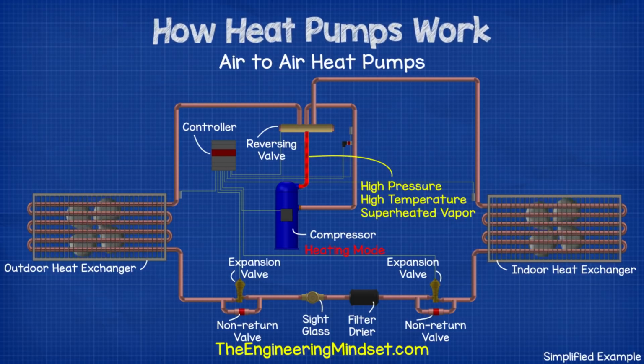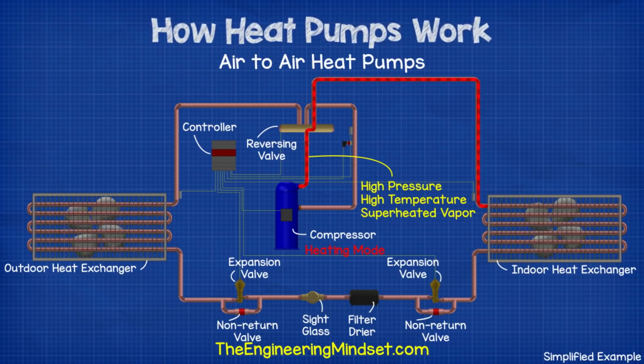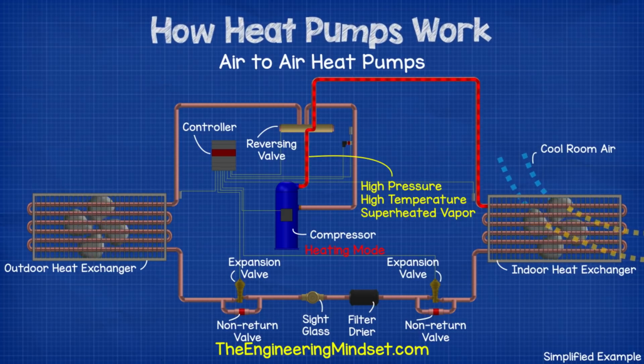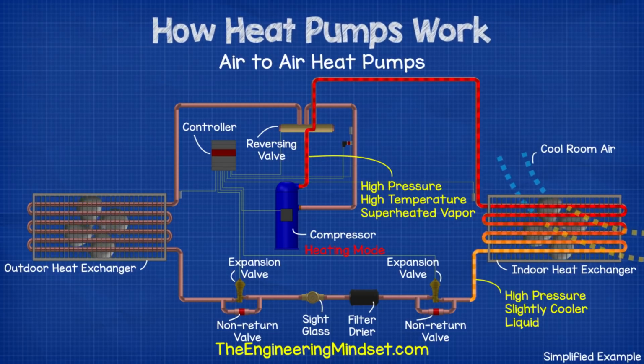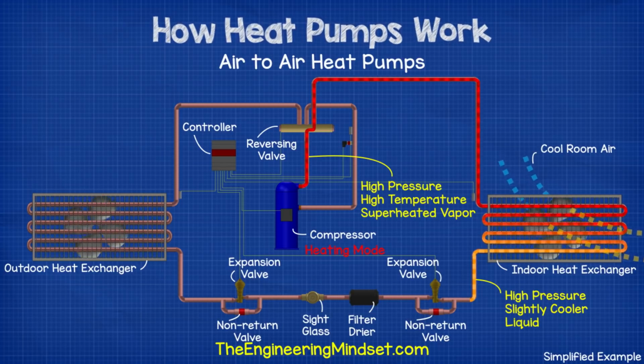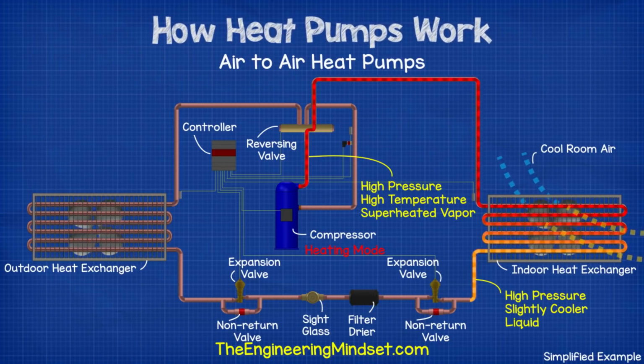In heating mode, the refrigerant leaves the compressor as a high pressure, high temperature vapor and passes to the reversing valve. The reversing valve is positioned in heating mode, so the refrigerant passes through this and heads to the indoor unit. Cool air is then blown over the indoor unit's heat exchanger to remove some of the thermal energy and provide heating to the room. As heat is removed, the refrigerant will condense into a liquid. Having given up some of its energy, the refrigerant leaves as a high pressure, slightly cooler liquid.